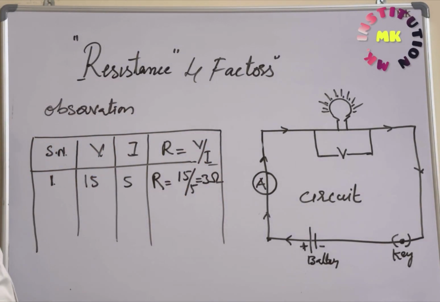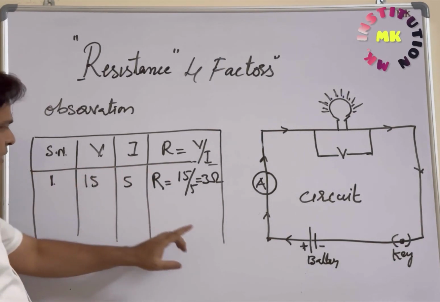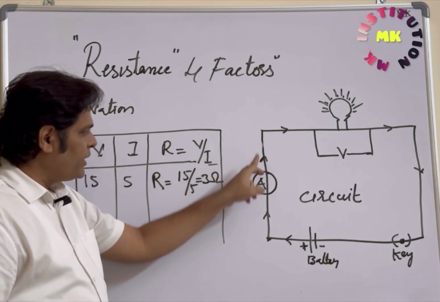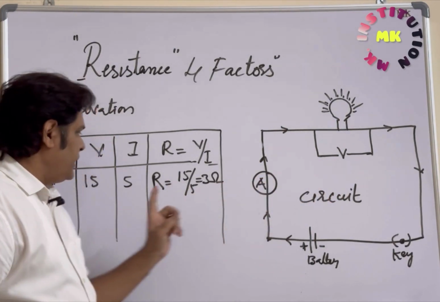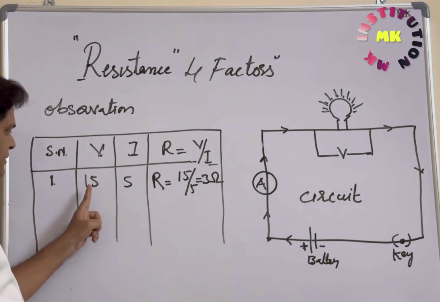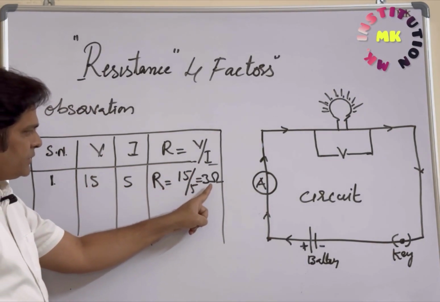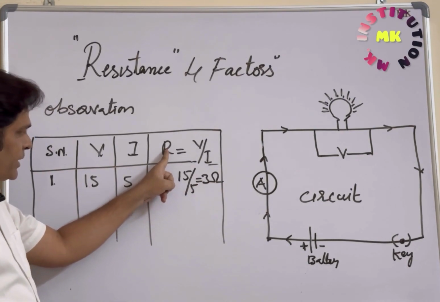Like this, we measure current and electricity here. Clear? This is the first one. First reading: switch on the key. Then once the current flows, you can see the reading in the ammeter as well as in the voltmeter. Here you got both readings, 15 and 5. Then we got 3 ohms. We got the resistance here now.